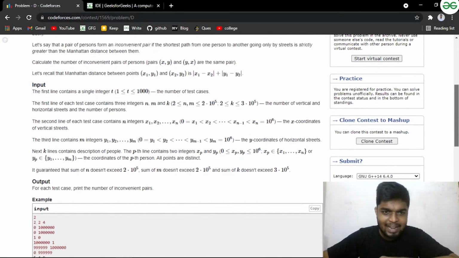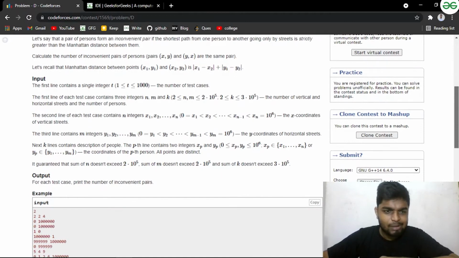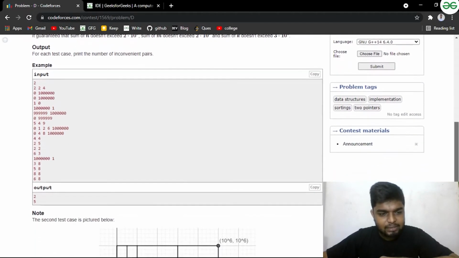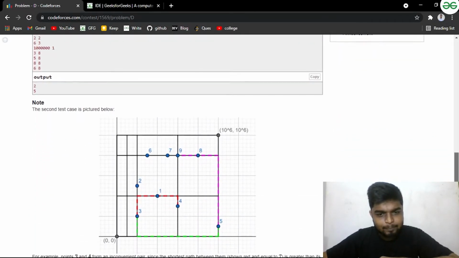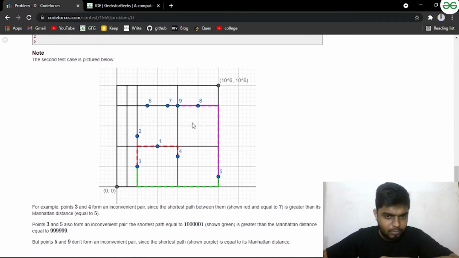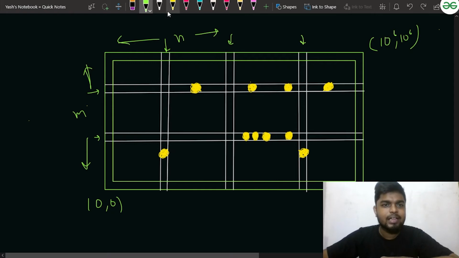You have been given n, m and k, and then you have been given x and y, where xi is the vertical street and yi is the horizontal street, right? If we look at this test case, then 8 comma 5 is the point with x equal to 8 and y equal to 5. So what happens here is, if you have 8 and you have somewhere 5 here, let's say this was the 8 and this was 5.